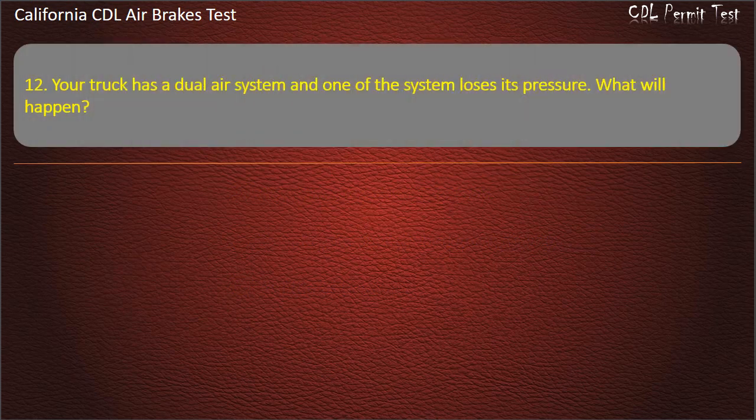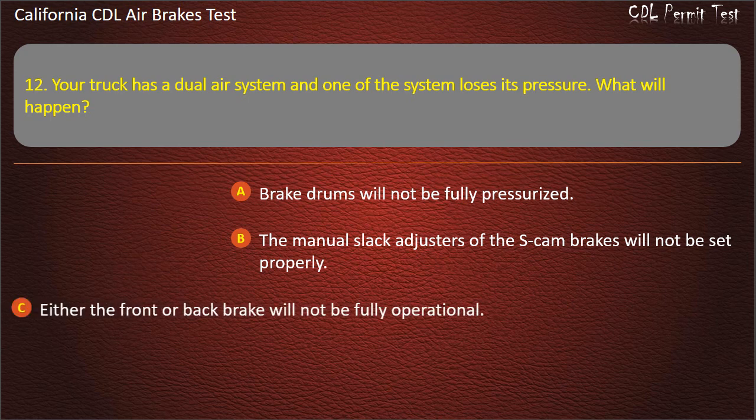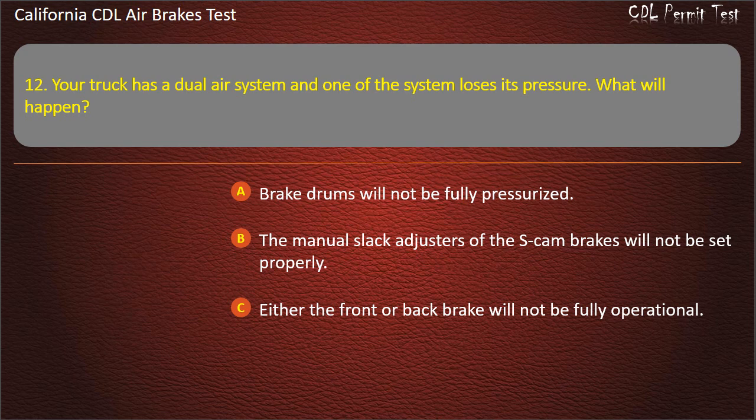Question 12. Your truck has a dual air system and one of the systems loses its pressure. What will happen? Brake drums will not be fully pressurized. The manual slack adjusters of the S-cam brakes will not be set properly. Either the front or back brake will not be fully operational. Answer. Either the front or back brake will not be fully operational.